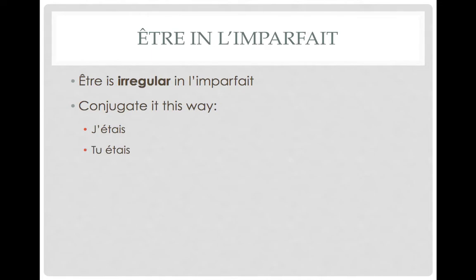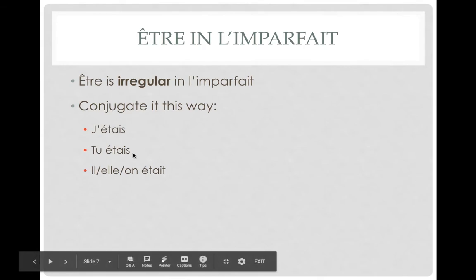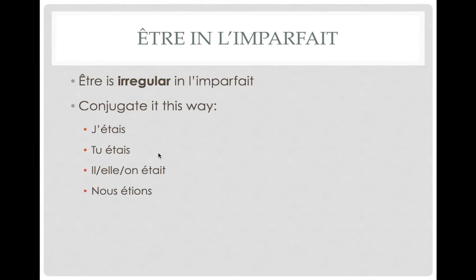J'étais, tu étais, il, elle, on était. Notice that the endings so far are the same, it's just the stem of it that has changed a little bit. Nous étions, vous étiez, et ils, elles étaient. And ça c'est tout. So pretty simple.